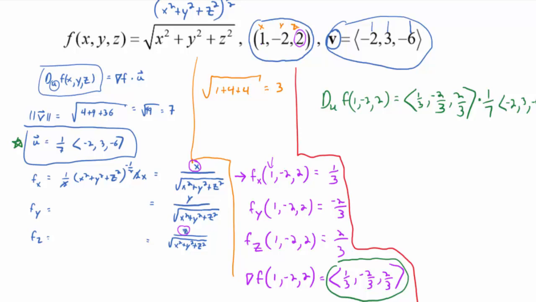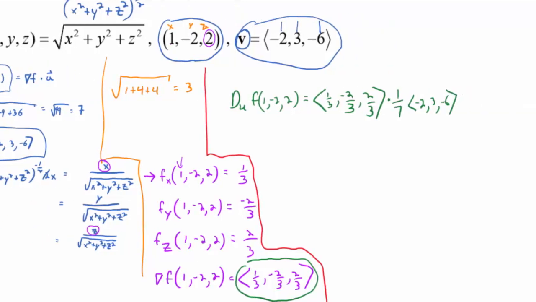Everybody believe that? Okay. And then I'll pull the 1/7 out front. Let's take the dot product. Focus on the right things: this component and this component, this one and this one, this one and this one. You multiply corresponding components and add, right?